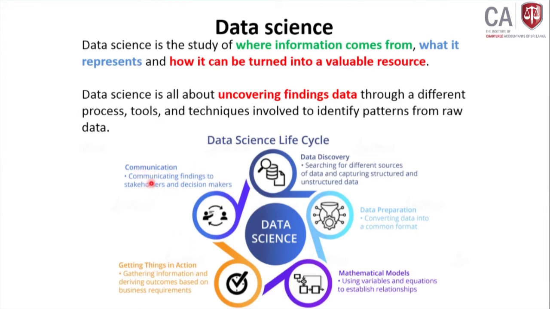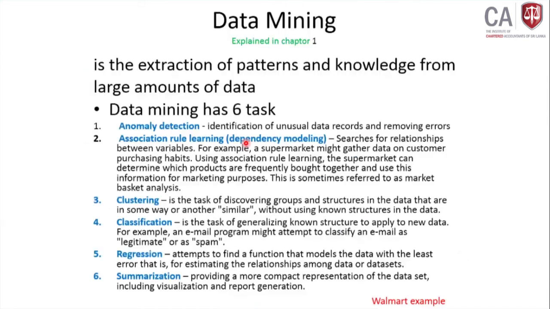And communicate findings to stakeholders for decision making. So, whatever findings you have made, now we are going to give them to the management, senior management. This is the final part of data science, right? You have collected data, discovered data, prepared data and done mathematical modeling. You have done various things and put them into action, then you communicate with the management. So, that is called data science.